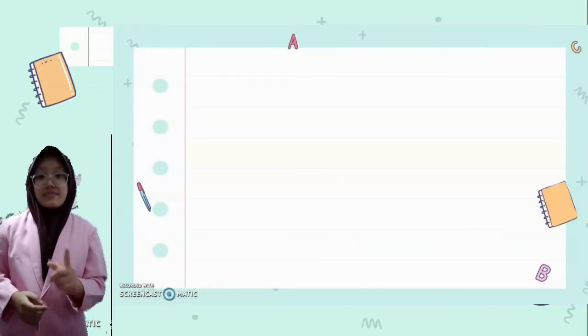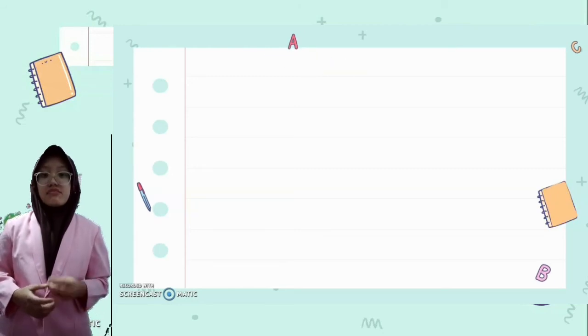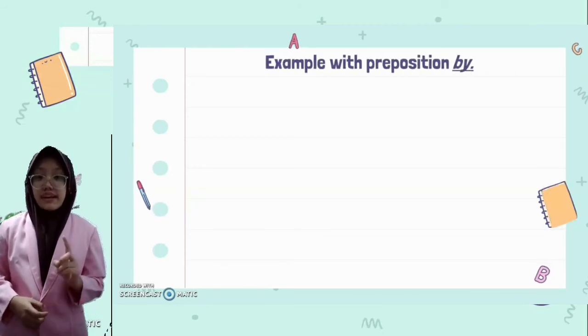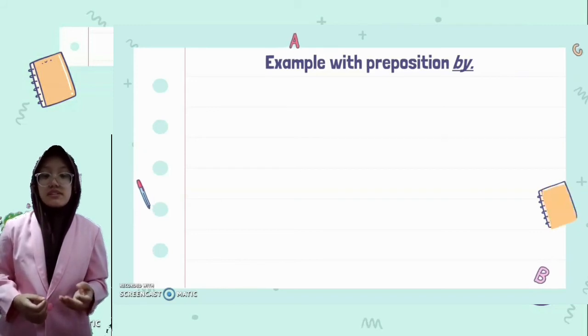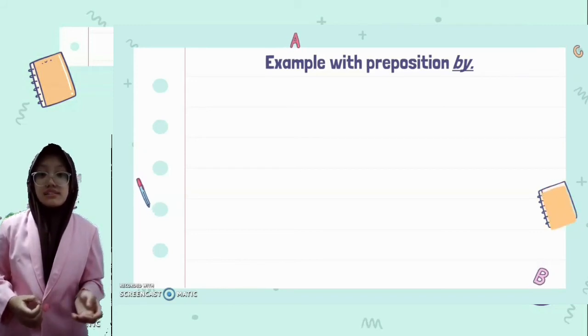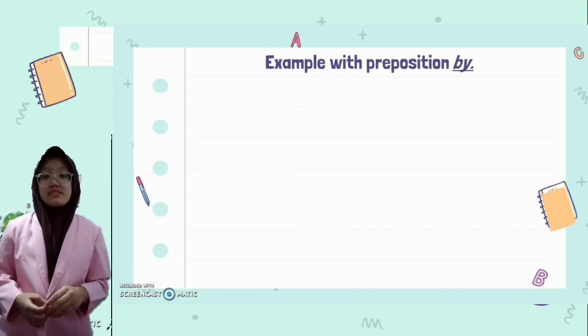However, remember. When we want to say who or what did an action in passive voice, we use the preposition by. When we know who performed the action and are interested in the subject, we better change it to active voice.